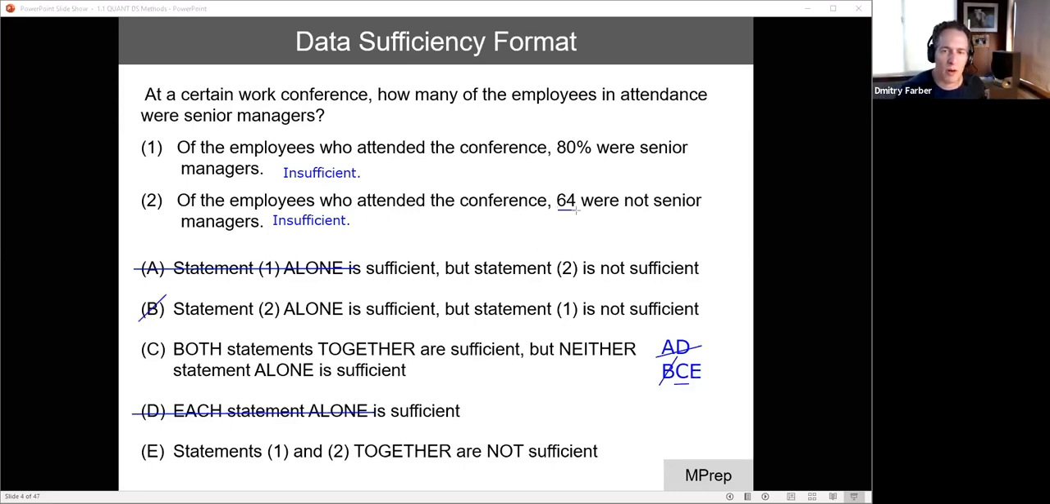Well, if I know 64 were not senior managers and the other 80% were senior managers, and there's no other choice, right? Either you are a senior manager or you aren't. There could be things that aren't binary, like 64 were French and 80% were German, but who says everyone there is French or German, right? But either you're a senior manager or you're not. That's true for anybody, right? We're all either senior managers or not senior managers. So then I can say, oh, 64 must be the 20%. Oh, I can solve for that. The beautiful thing about data sufficiency is I don't actually have to do it. I don't care how many actual senior managers there are. I can just pick that, and my answer is C.